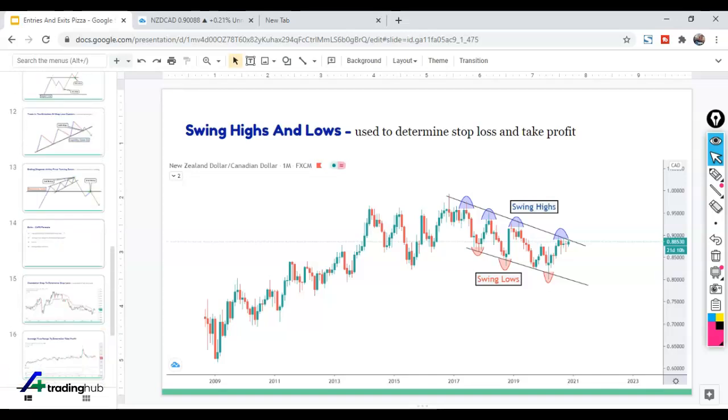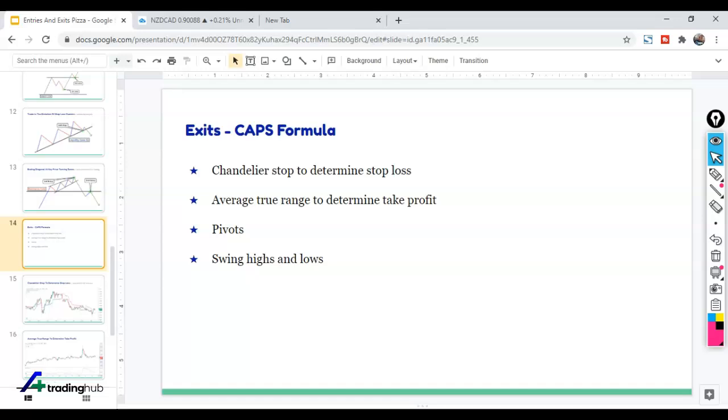So exits, we have the Chandelier Stop to determine your stop loss, the average true range to determine your take profit. We have the pivot and the swing highs and lows. All right, so write this down. These are your exit formulas. These are your exit strategies.